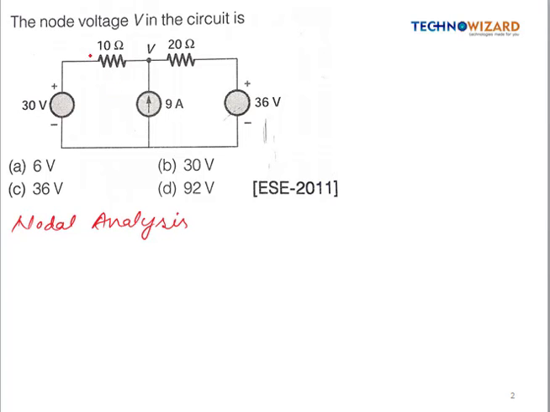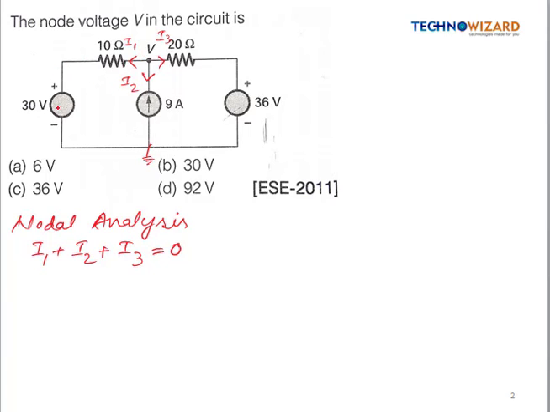In nodal analysis we first mark the currents in the outgoing direction. The currents will flow in this direction, and this will be the reference node. Suppose this is current I1, this is current I2 and this is current I3. Nodal analysis states that the sum of incoming current is equal to the sum of outgoing current. Here all the currents are outgoing, so their sum is equal to 0. It means I1 plus I2 plus I3 is equal to 0.